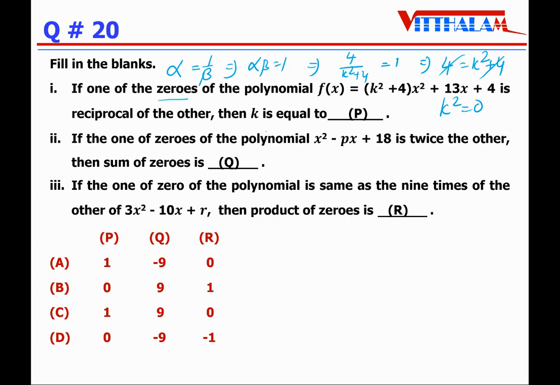And we have to find out the value of k. So k equals 0. So p equals 0, and p equals 0, option 1 is out. So it is either B or D.